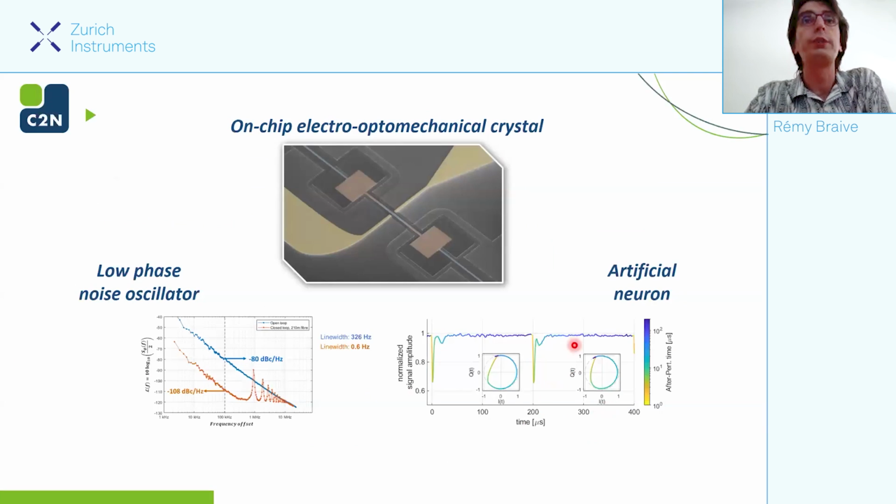So with this, I think I've shown you that we have an on-chip electro-optomechanical crystal, and with this kind of device, we can do two different things: a low phase noise oscillator whose properties and performance we can improve even further, and also we can try to do some artificial neurons with this kind of system.